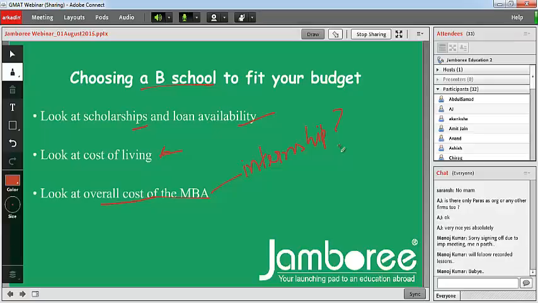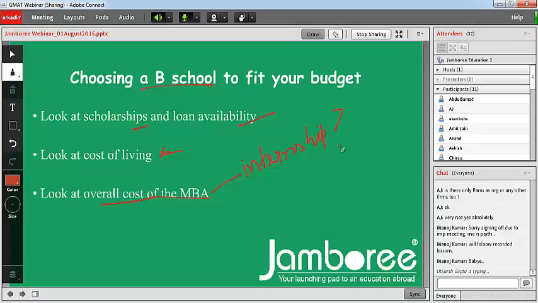Do not apply to a business school which will mention in its website that they do not give scholarships to international students. So there are colleges such as that. In terms of scholarship availability, in terms of loan availability, US colleges are the most flexible. They have the most amount of funds available for international students, right?